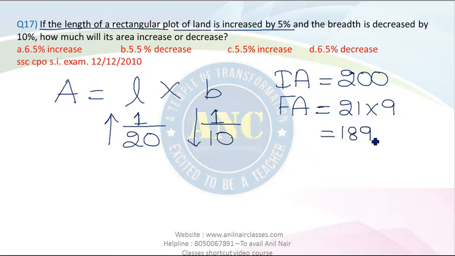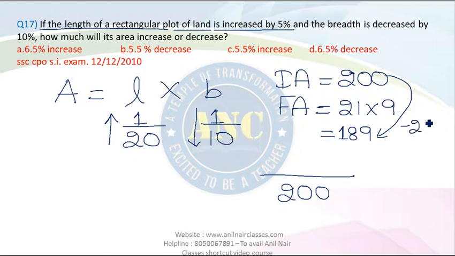It is 189. That means initially it was 200. 200 is becoming 189. That means there is a decrease of 21. 21 divided by 2 is nothing but 10.5. 10.5 by 100 is nothing but 10.5 percentage decrease. Is there any mistake, sir? Because no option is matching 10.5 percentage decrease.